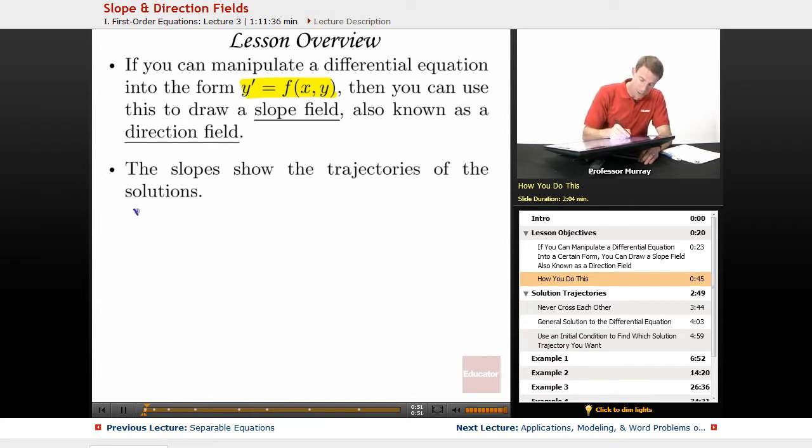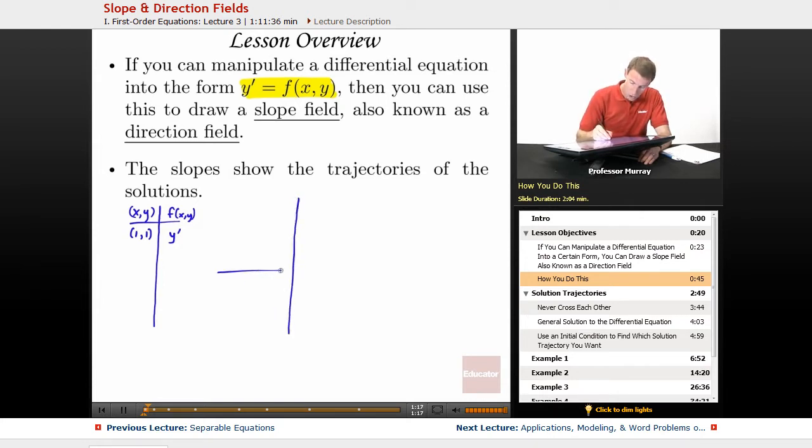The way you do that is you take different points x and y. At each point, for example, you might plug in x equals 1 and y equals 1. You plug those values of x and y into the function f of x, y, and it'll spit out a slope for you. It'll spit out a y prime. And so you would go over to the point 1, 1 here, and you would draw a little mark indicating the slope at that point.